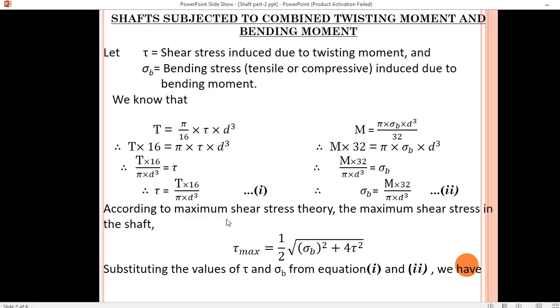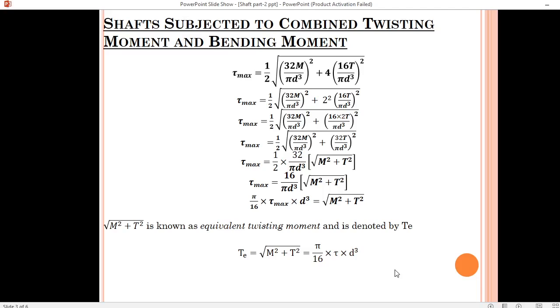According to the maximum shear stress theory, we know that shear stress maximum is equal to 1 by 2 root over of sigma b square plus 4 tau square. Substituting the value of tau and sigma b from equations 1 and 2 in this equation, we are getting tau max is equal to 1 by 2 root over of 32 M divided by pi d cube whole square plus 16 T divided by pi d cube whole square.